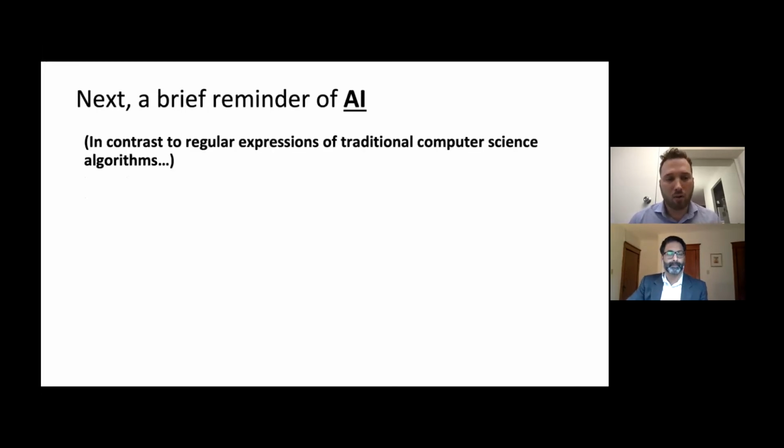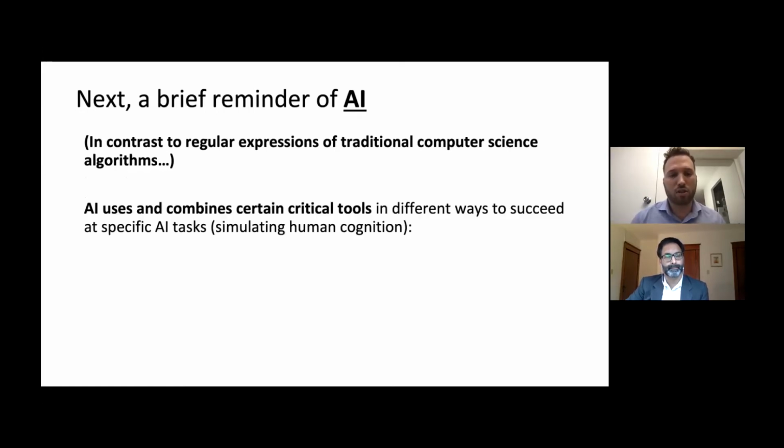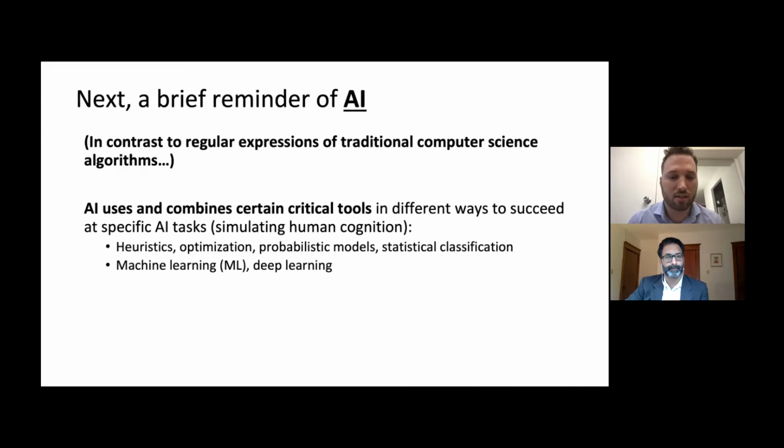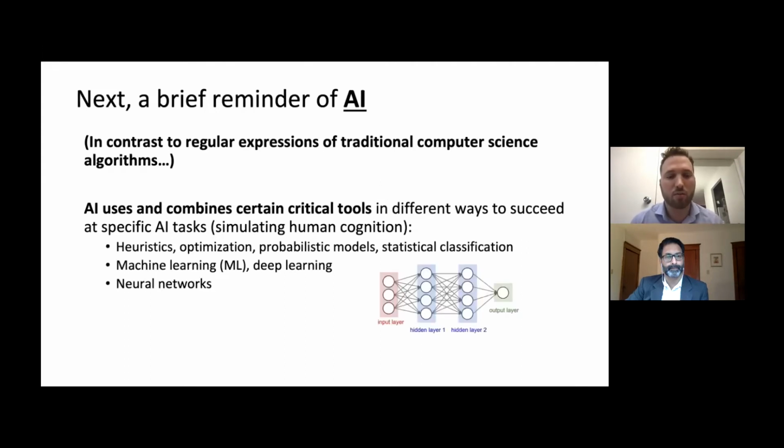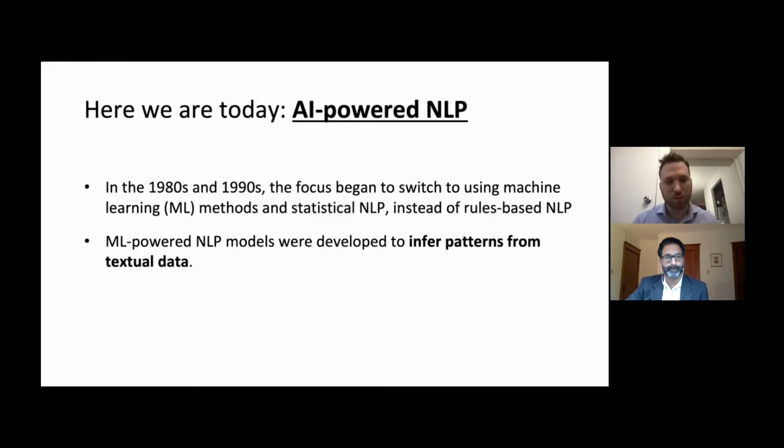In terms of AI, I won't belabor this because it's been gone into in different webinars, but in contrast to regular traditional computer science, it's combining different tools that can be programmed. So typically heuristics, optimization, probabilistic models, statistical classification, machine learning, deep learning, neural networks. So you're all familiar with these high-level concepts at this point, and it's leveraging those tools to do the processing of the free-form text. So here we are today.